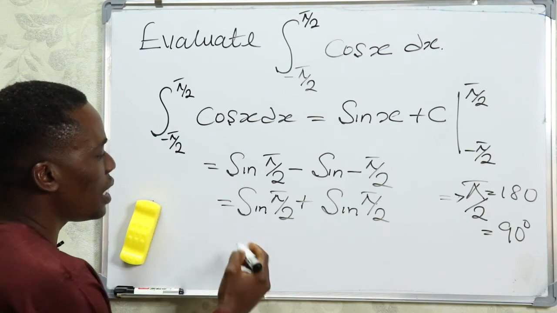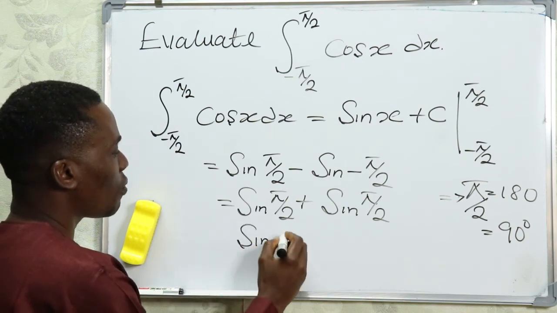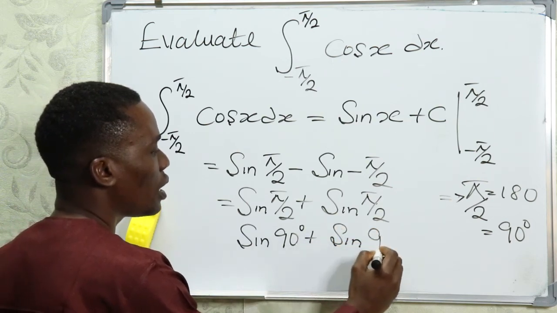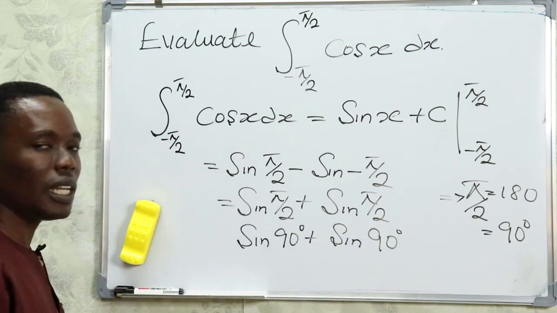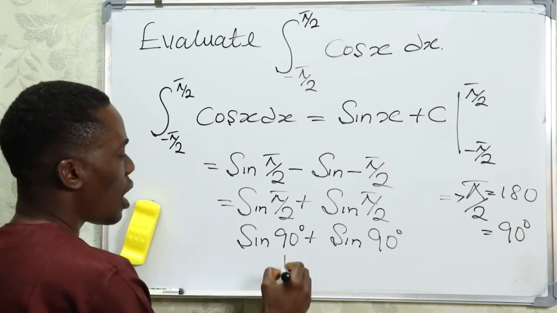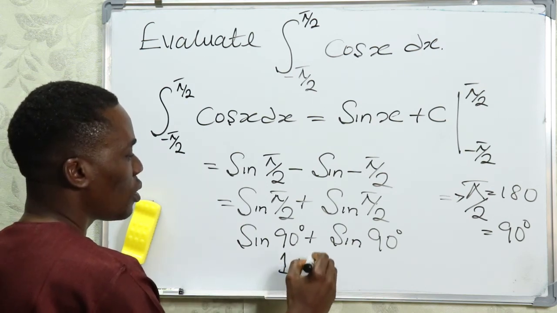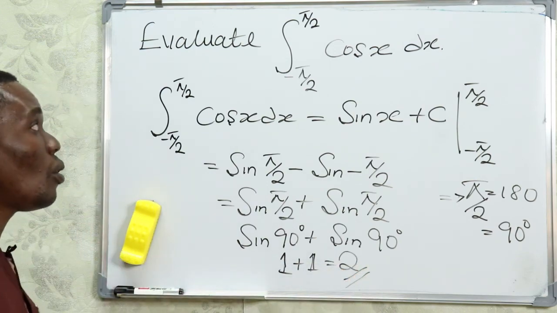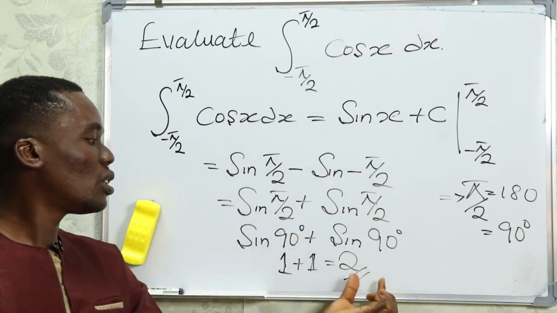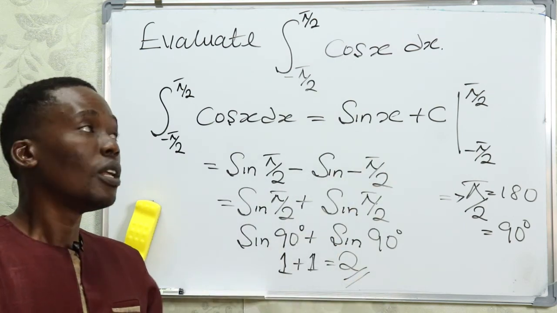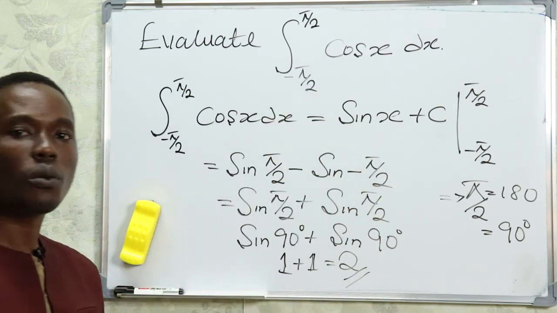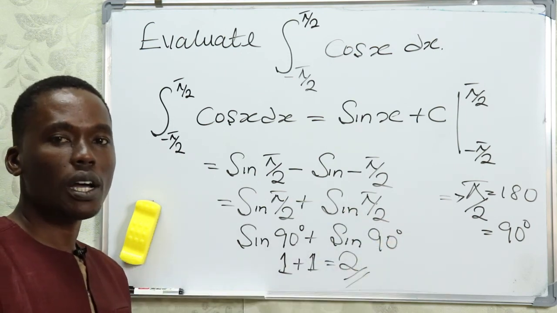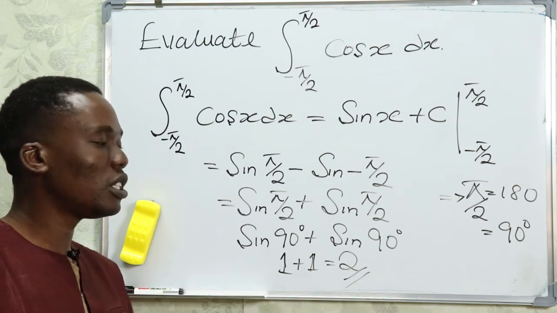Applying this here, we're going to have sine of 90 degrees plus sine of 90 degrees, and sine 90 is 1. So we'll have 1 plus 1, which gives us 2. So the integral value is just 2. Look at how monstrous the question looks, but the solution is just as small as this. So the solution is just 2.